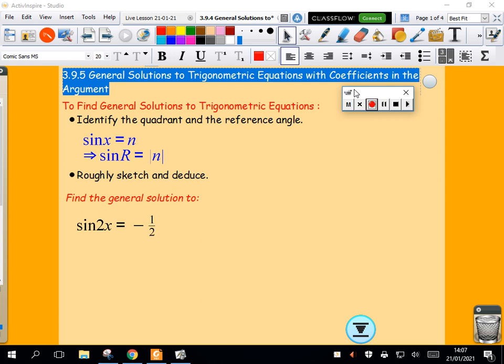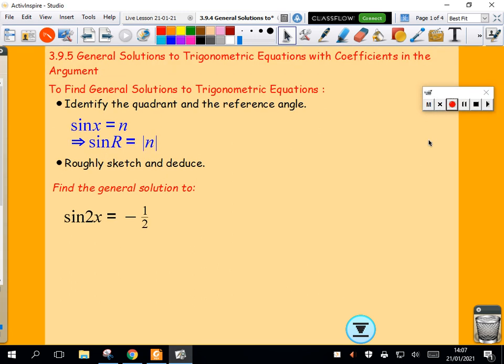Okay, in this class I want to talk about finding general solutions to trigonometric equations that have coefficients in the argument. I'm just going to look at one example, and that hopefully will be enough at this stage. So I want to find a general solution to this equation. It says sine of 2x is equal to negative 1/2.